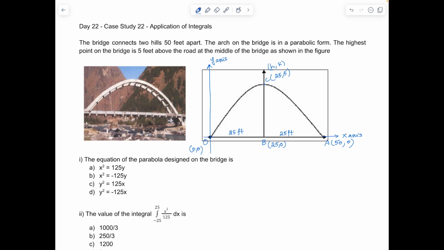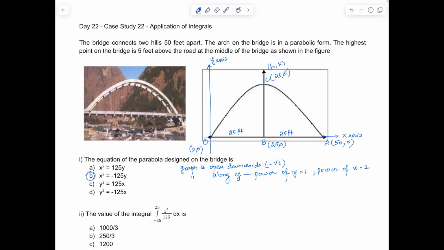Question 1. The equation of the parabola designed on the bridge. The graph is open downwards, so it will have a negative in the equation. The next thing is the graph is along y. Power of y will be 1 and power of x will be 2. So based on this, we get the answer as B.